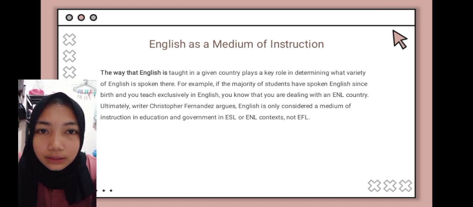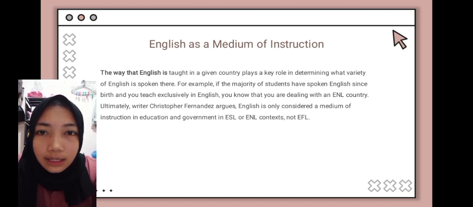ESL countries are nations where the medium of interaction in education and government is English, although English may not be the native language. On the other hand, EFL countries do not use English as a medium of interaction, but English is taught in schools. Malaysia was once considered an ESL country, but now leans more towards EFL. The methods and approaches of teaching English as a second language and foreign language.